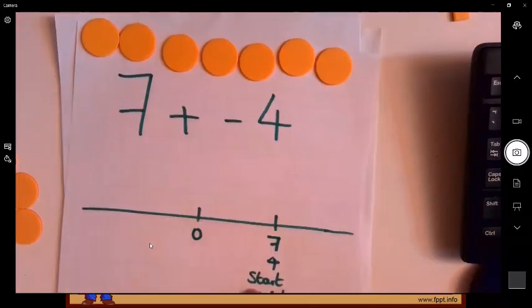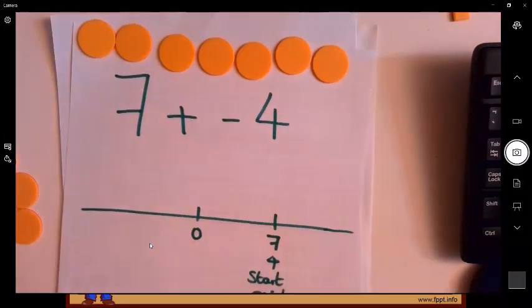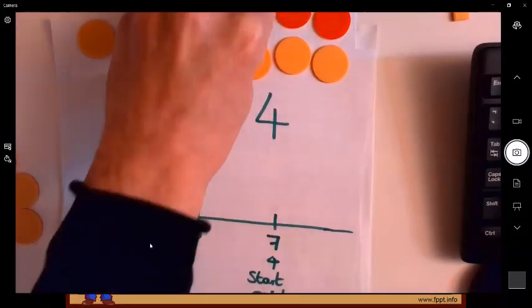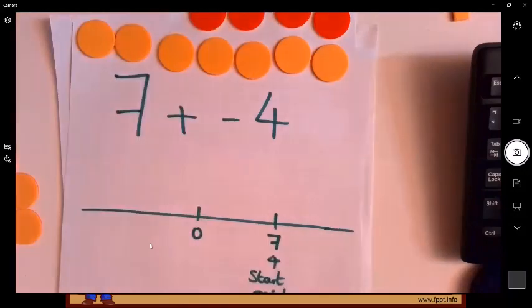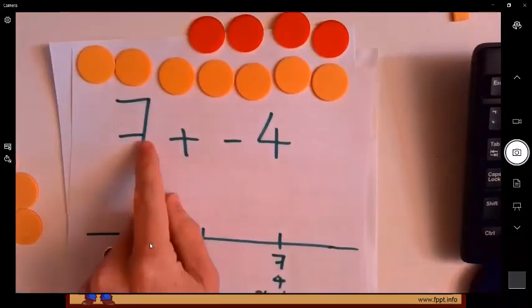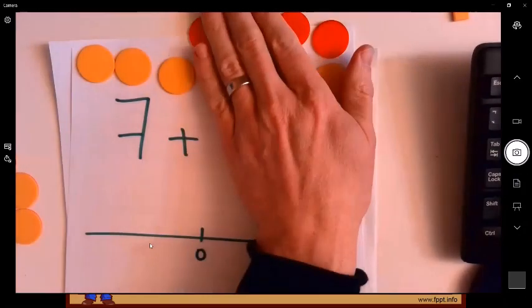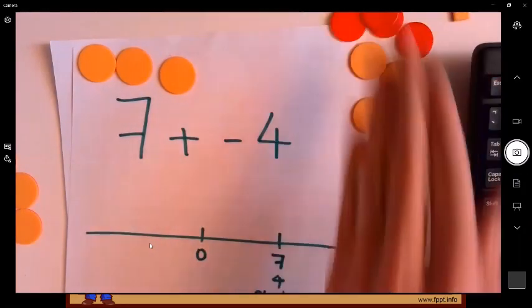And we're adding -4. Now, either we do it with tiles, and that means I'm putting on 4 negative tiles. The action really makes the sentence come alive. Hopefully you can still see that on screen. But my start point was 7, then I added -4. Now, using 0 pairs, off they go. We have an answer of 3.